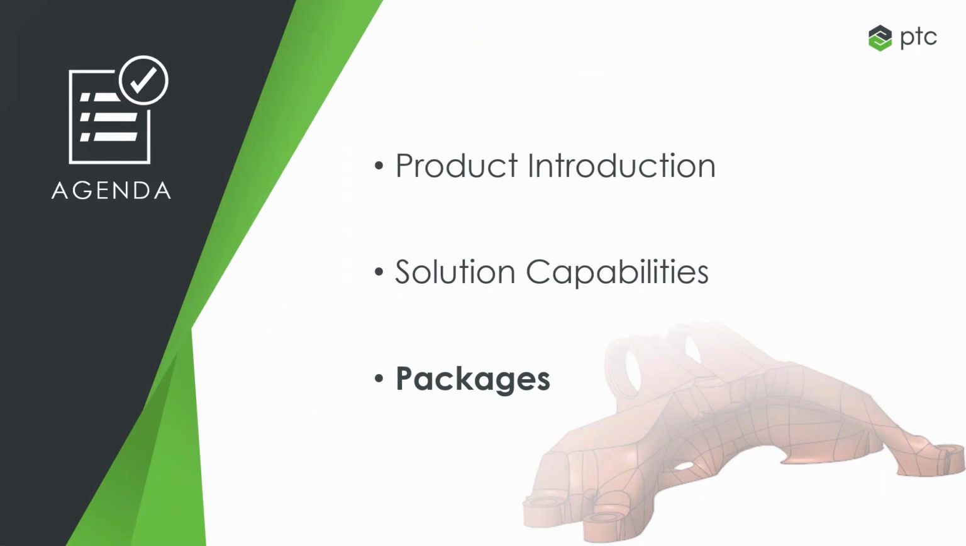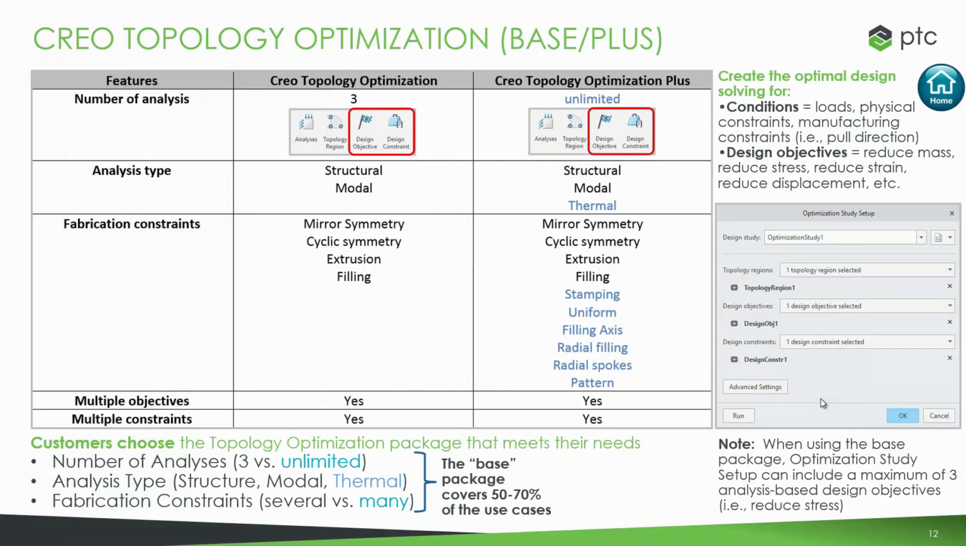Okay, there's two packages that are part of this solution. One's the base and one is the plus, okay? So if you look at just the middle column, the topology optimization base, you have analysis type is structural and modal, and then you get mirror symmetry, cyclic, extrusion, direction, and filling. Okay, so you get those extra fabrication constraints or manufacturing constraints.